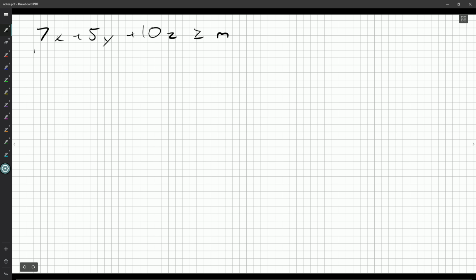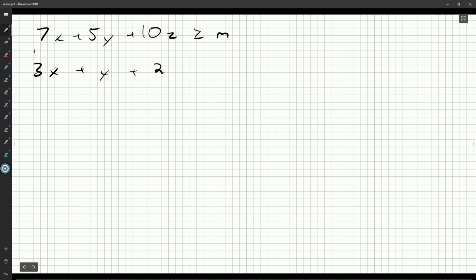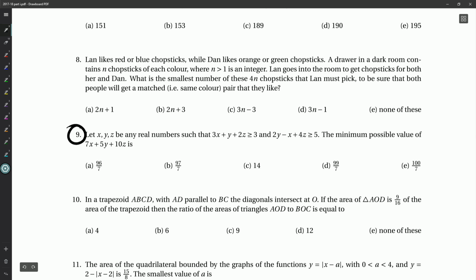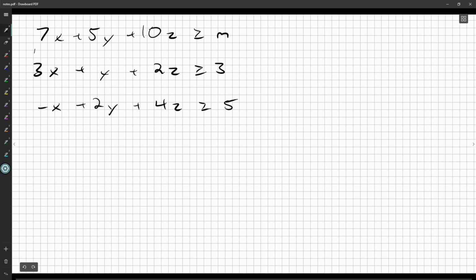When we realize that, we look at the other inequalities. It was 3x plus y plus 2z, at least 3, and the other one was at least 5. I'm just going to rearrange it: minus x plus 2y plus 4z is greater than or equal to 5. What we'd like to do is use these two to create this inequality. Just like when we solve systems, we can add equations, you can add inequalities together.